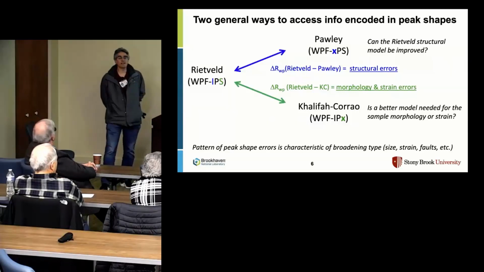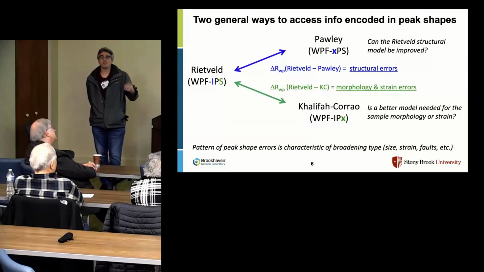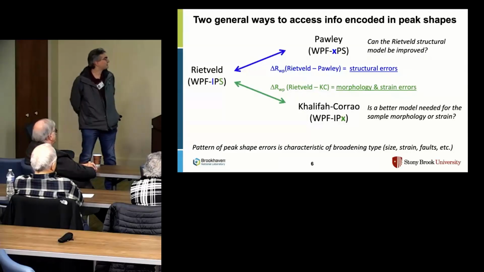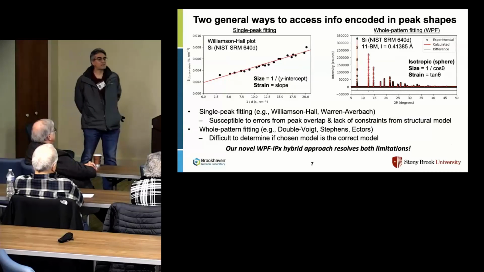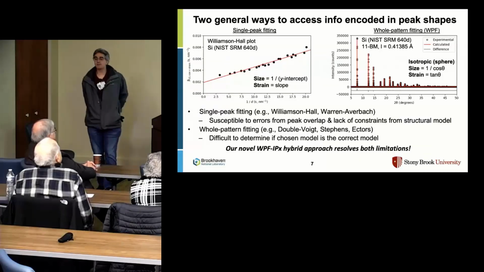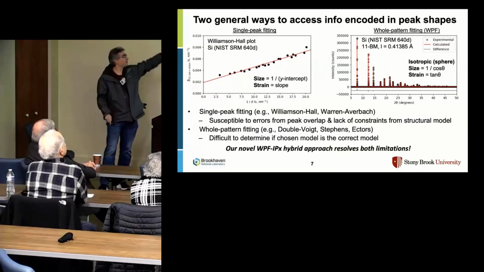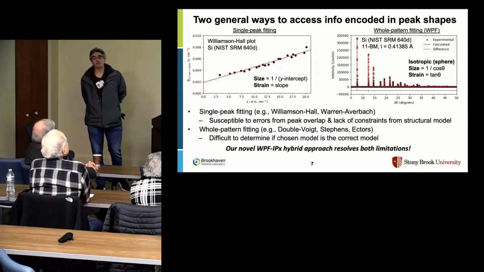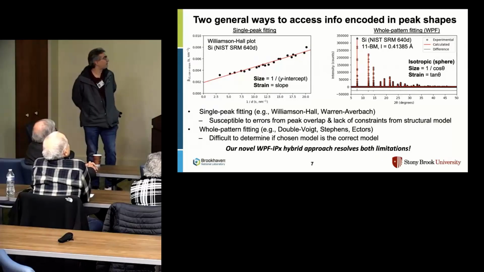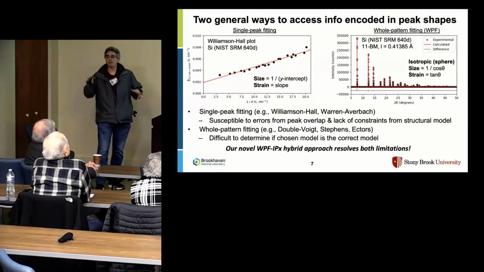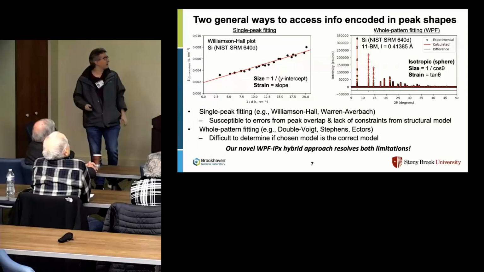And it's very nice in that it tells us there's a characteristic fingerprint for different types of broadening: size, strain, or faulting, and we can go after that as well. So in the past, when people have worked on fitting peak shapes, it's usually one of two camps. Either we fit the peaks independently, on the left, but you're susceptible to errors if your peaks overlap, if you don't have constraints with the structural model. You can get very wrong peaks fitting your data.